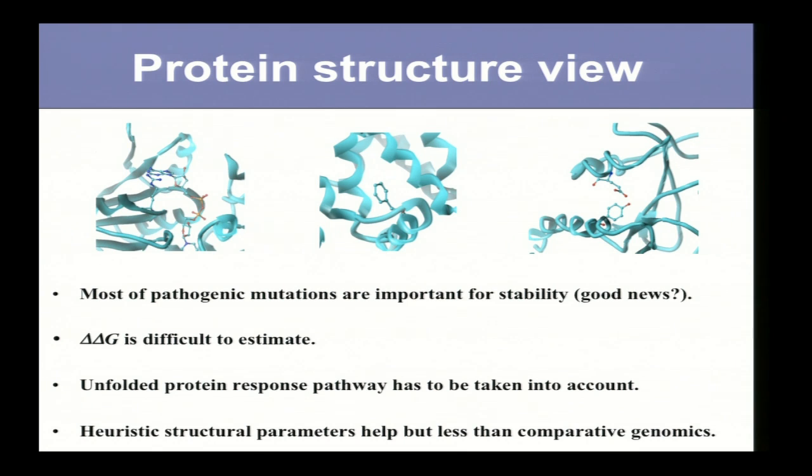The second consideration is, of course, biochemical. We can think about protein structure. An observation made by John Malt a few years ago is that most pathogenic mutations are important for stability rather than function.